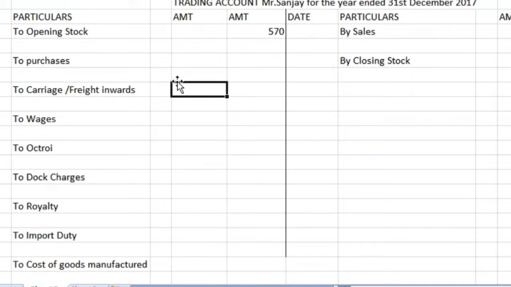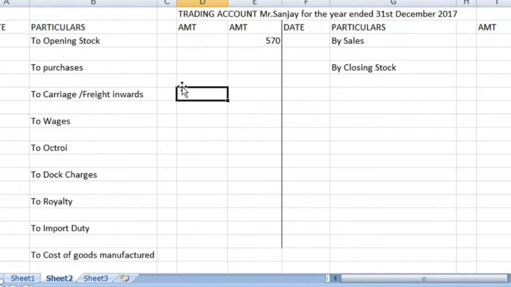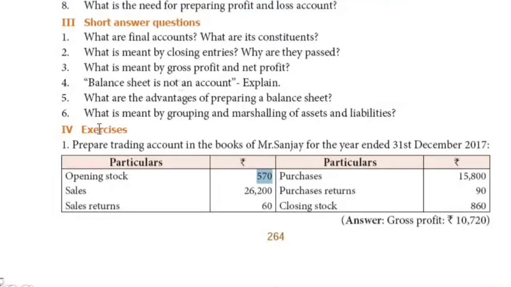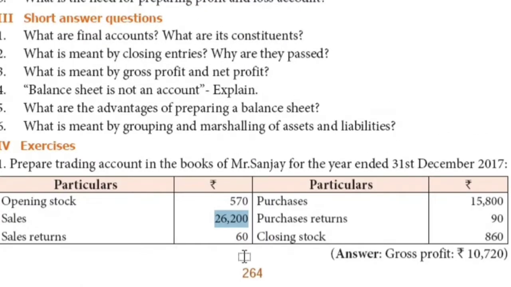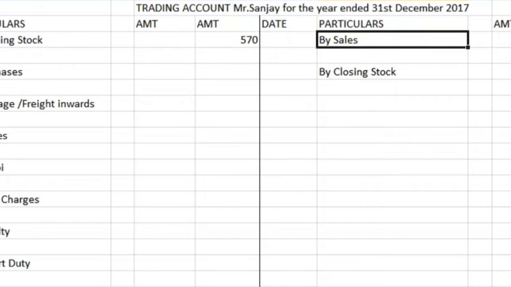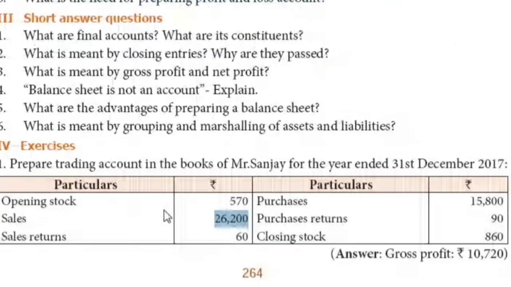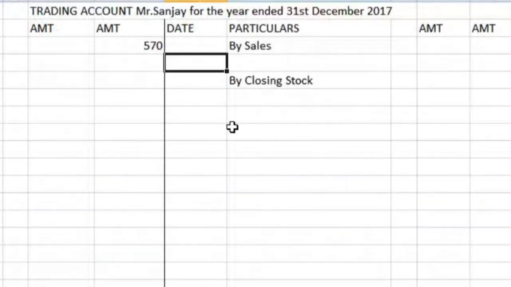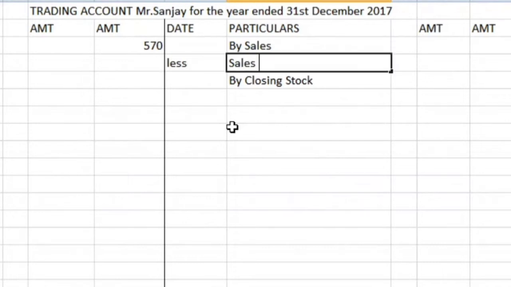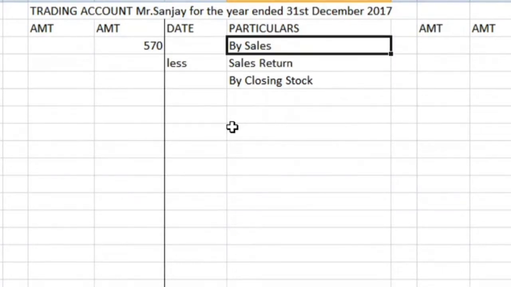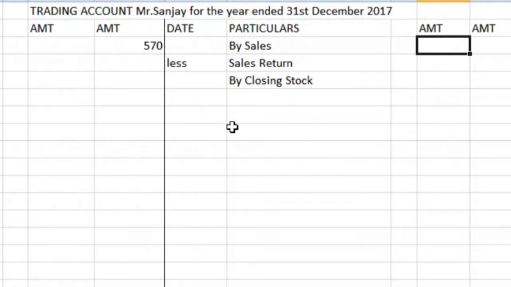Okay, so we've recorded opening stock. Next, what we are going to see here is we have sales. Sales is 26,200, and sales is on the credit side. Okay, but before writing sales or purchases, always look into the sum whether you have a return. So yes, I have a sales return of 60 rupees. I told you, leave a line and write for this only. So you can put Less in the line which you left: sales return. Now when you have sales and sales return less, that means you're going to subtract it.